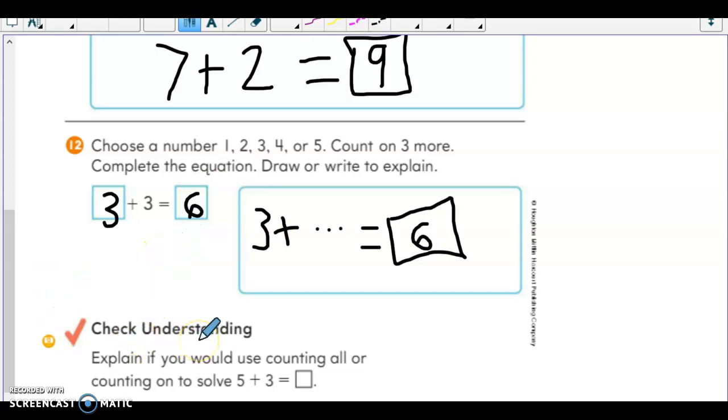All right, check for understanding. Explain if you would use counting all or counting on to solve 5 plus 3 equals unknown. So would you want to write all of the dots out, 5 dots plus 3 dots? Or you could just do 5 plus 3 dots and count on from there. Okay? If you could just write what you get in that little box or off to the side if it's too hard to fit, that would be great.